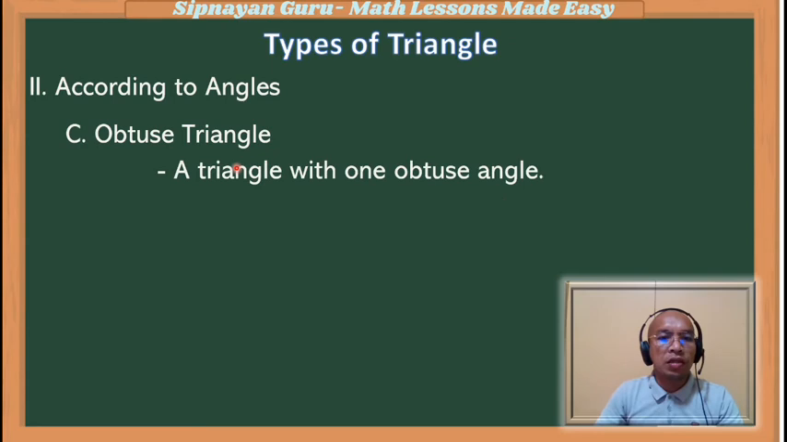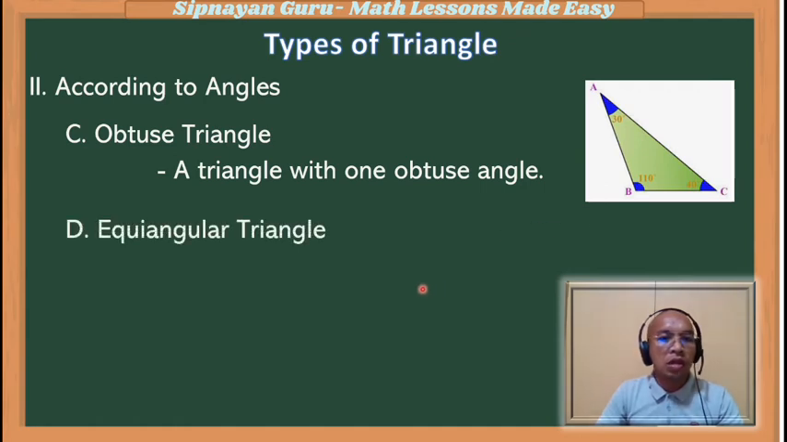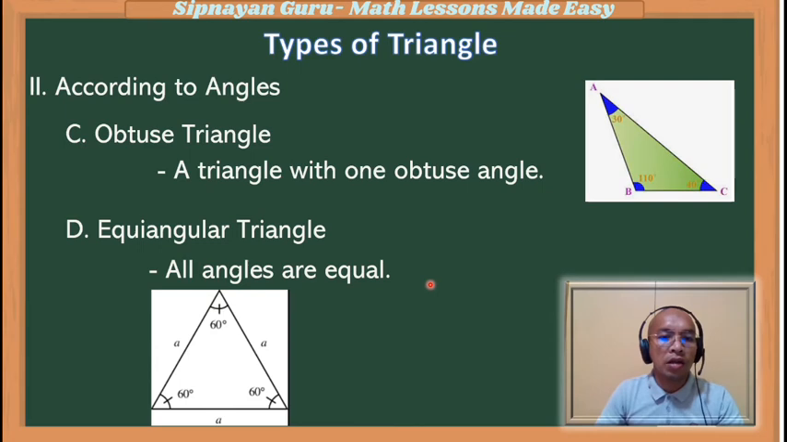Obtuse triangle, it is a triangle with one obtuse angle. Obtuse angle is an angle that measures greater than 90 degrees but less than 180 degrees. So this is angle B in this illustration. And lastly, we have equiangular triangle, which means that all angles are equal. The sum of the angles of any triangle is 180. If the angle measures are equal, each angle must have a measure of 60 degrees.